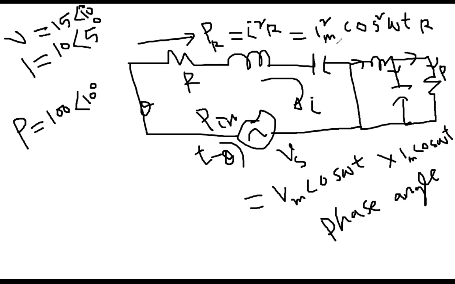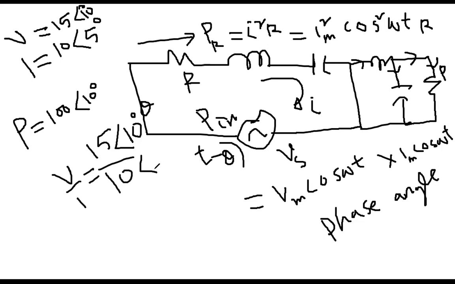Now, for example, somewhere you need to multiply these two, or you need to divide these two. So the question is, if you want to divide voltage over current, you need to do that. Then in your numerator, it is 15, and then your angle is 10 degree. But in the denominator, it is this one.